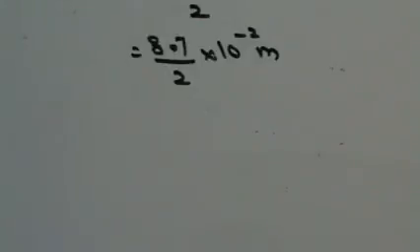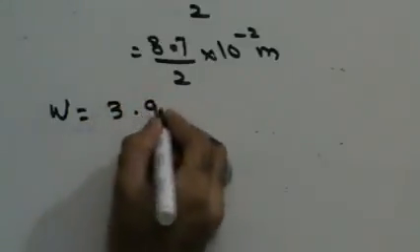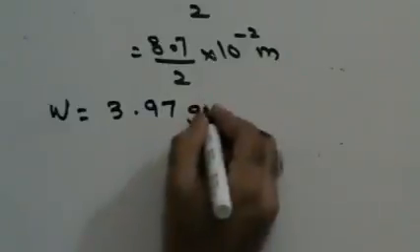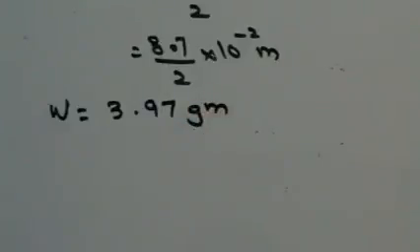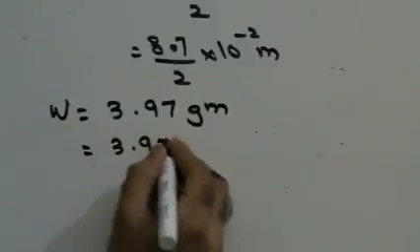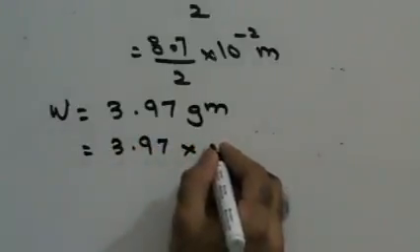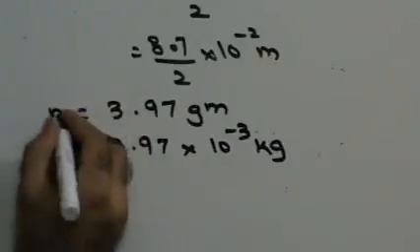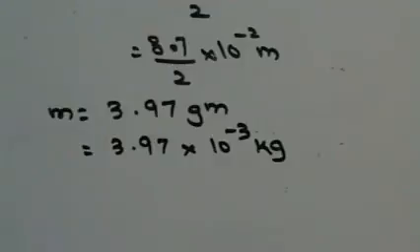If an extra weight of 3.97 grams is required to pull it away from the water, calculate the surface tension of the water.